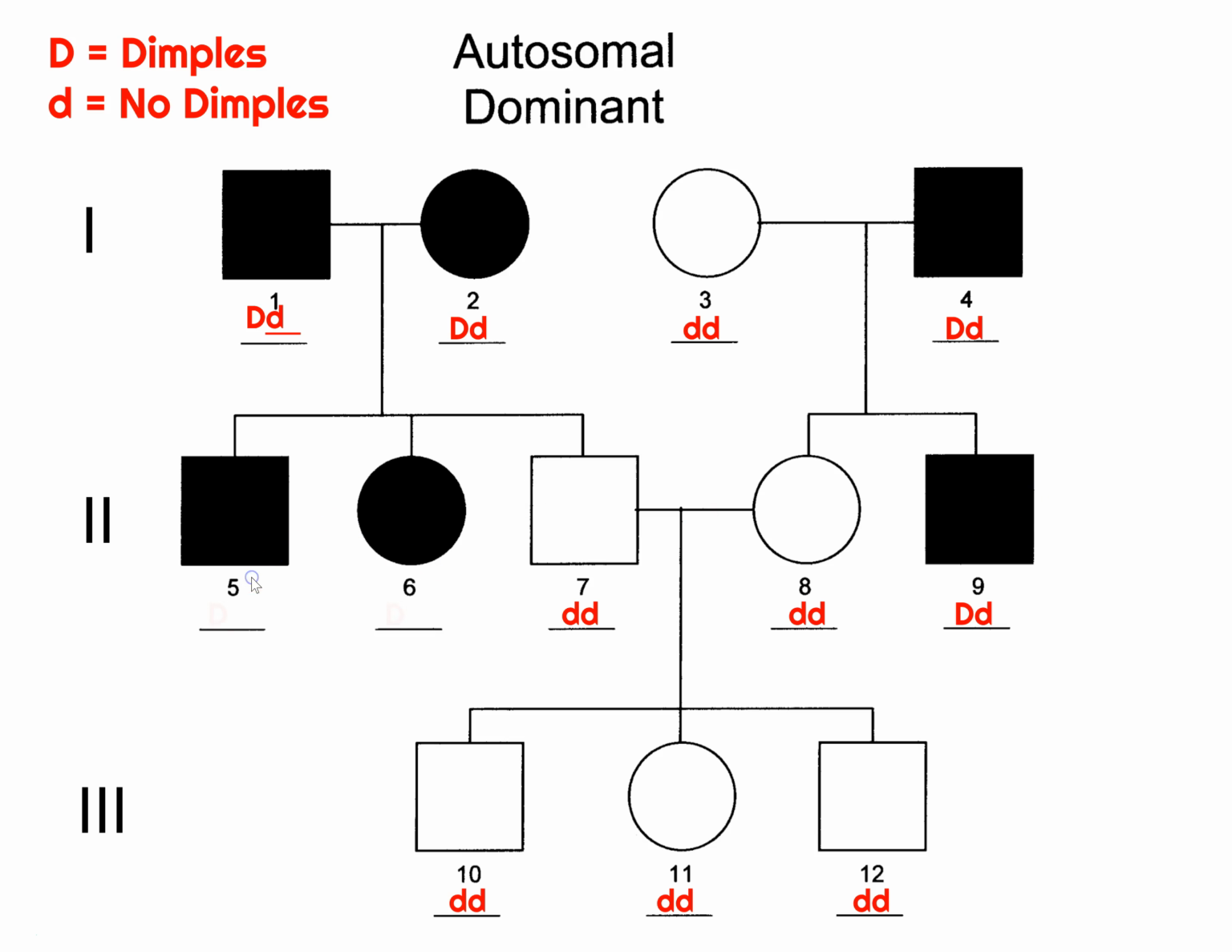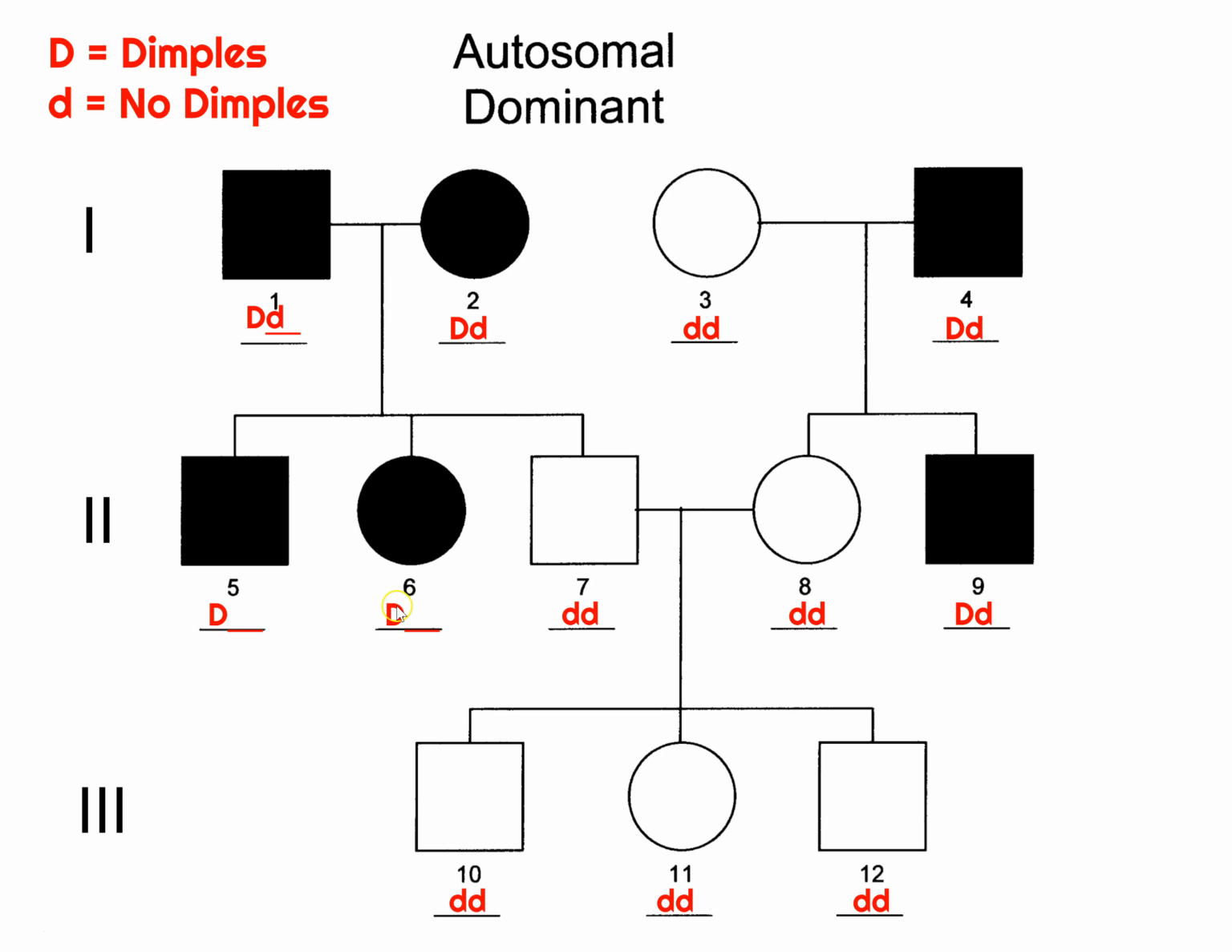What about these two right here? I know they have to have one big D. Can I tell what their other D is? I cannot, because I don't have any information about their kids. And looking at their parents, they could have gotten a big D, or they could have gotten a big D and a little D. We just don't know. So you would just leave it like this, or you might put a big D question mark, another way to write that one. So we can almost fill in all of the genotypes on this pedigree. These two we can't quite fill in.